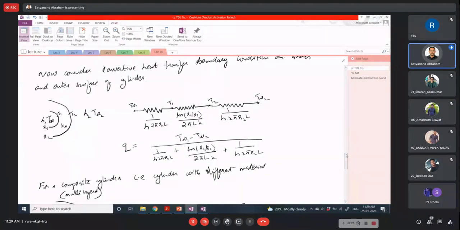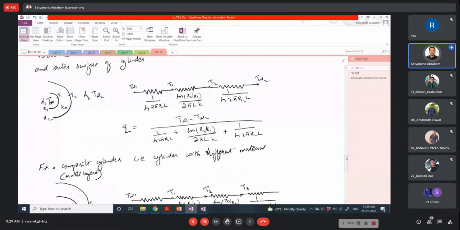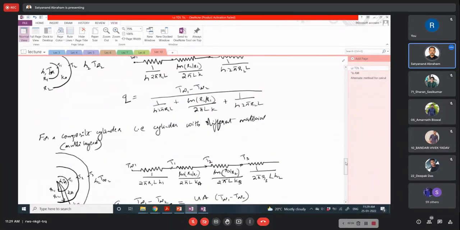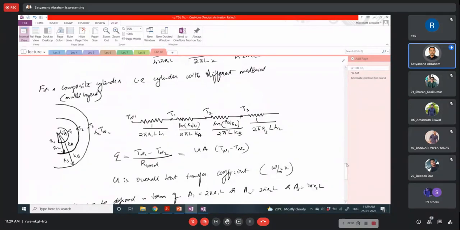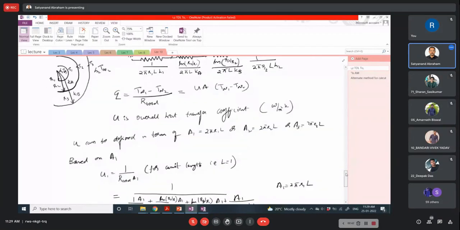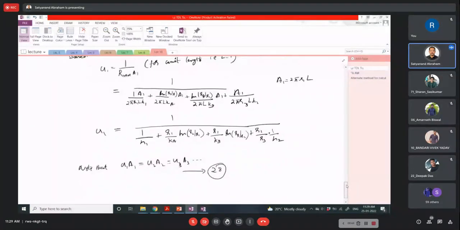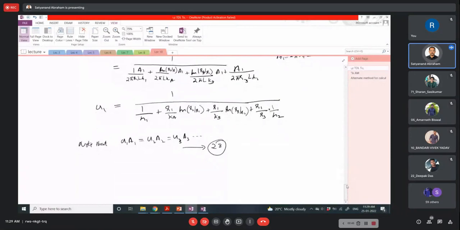And we said we can use the same thing for the analysis of temperature with convective boundary conditions. If you have a composite cylinder or multi-layered cylinder, we can use the idea of resistance in series. And then the overall conductive and convective heat transfer can be defined based on A1, A2, etc. Either method, we are going to get the same values.